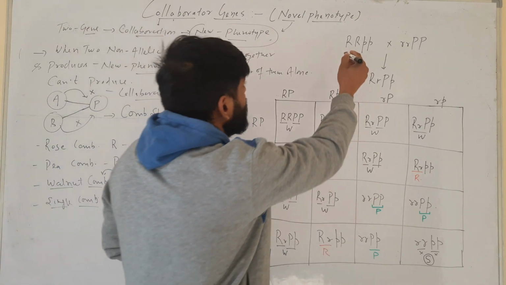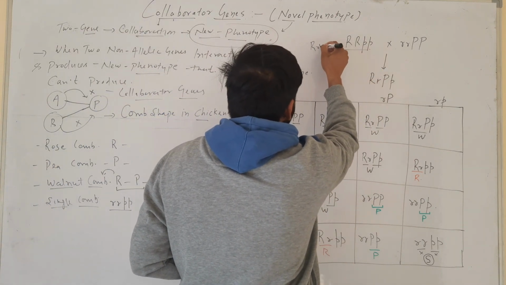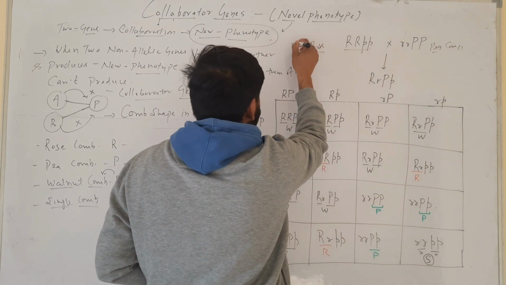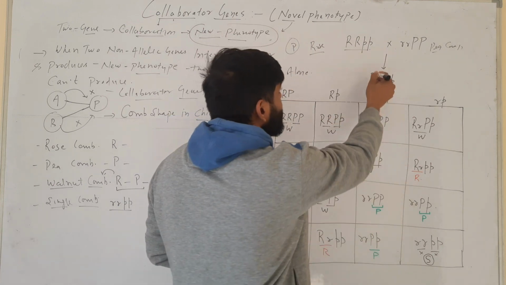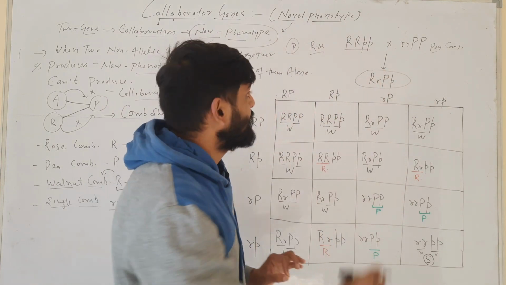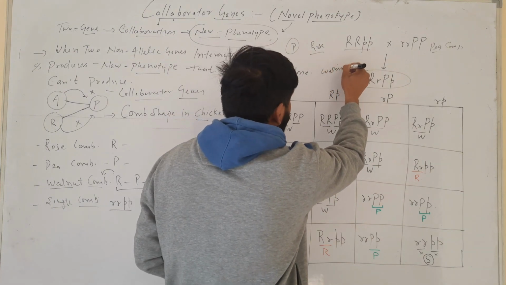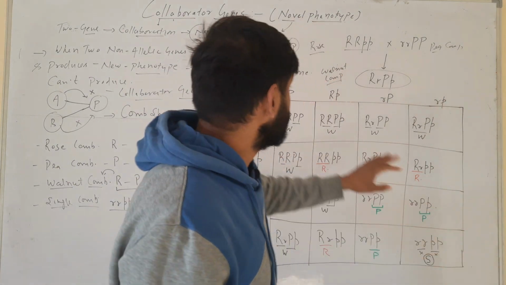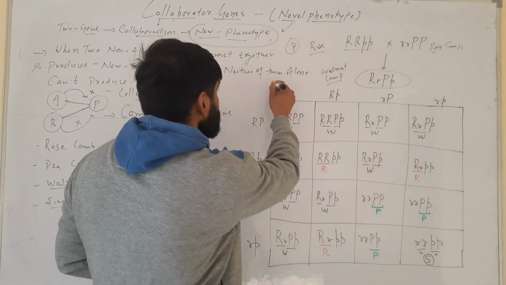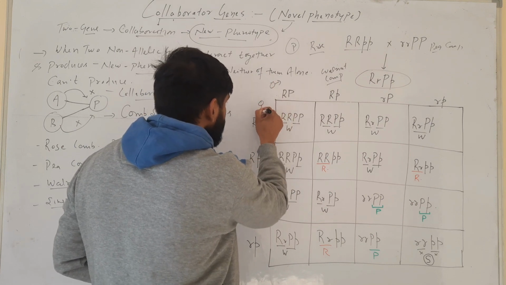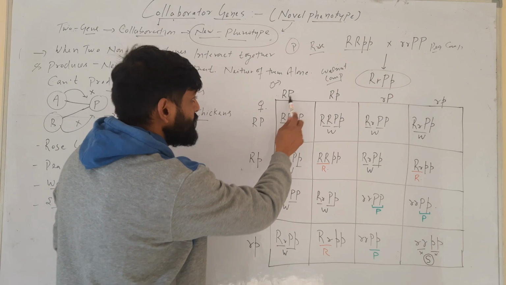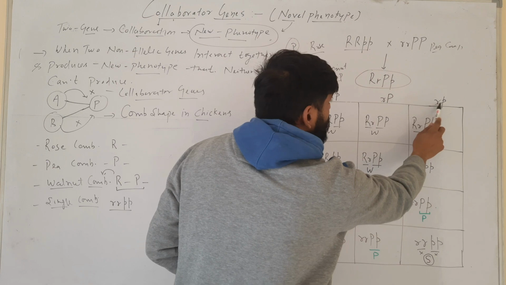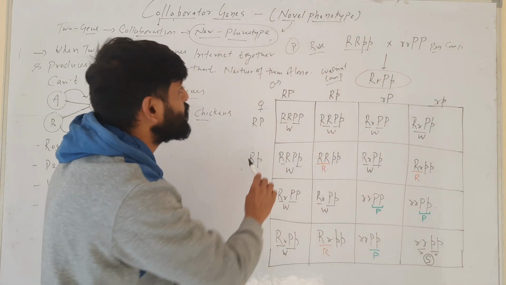Now we have chickens with rose comb and pea comb. So these are the parental generation. When we cross between them, what will we get? We will get walnut comb. And when we cross two walnut combs, suppose this one is male and this one is female, what will we get? There will be four types of gametes: capital R capital P, capital R small p, small r capital P, and small r small p. The same will be there for the other parent because both are walnut type.